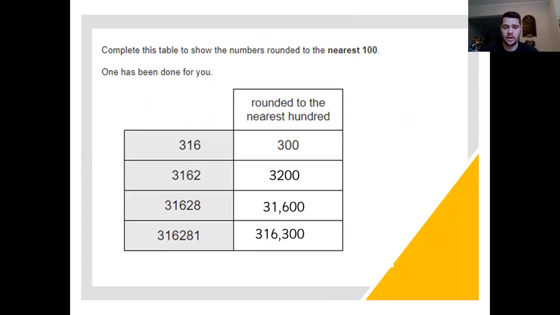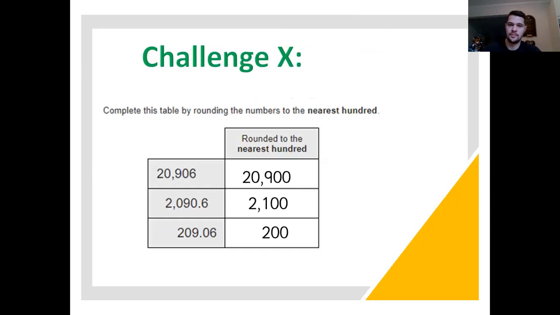Have a look at the table here. I've tried to match it up as neatly as I can to keep the place value grids, but rounded to the nearest 100, 3,162, we've got 3,200, 31,628 rounds to 31,600, and 316,281 rounds to 316,300. These ones, don't be confused too much by the decimal points here, and the commas are actually there to help you.